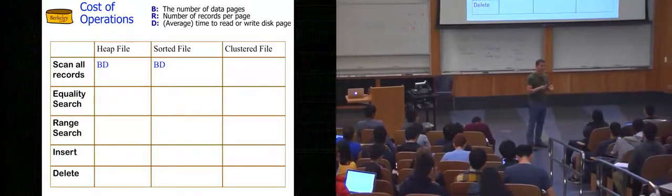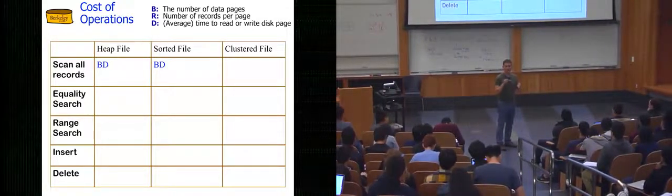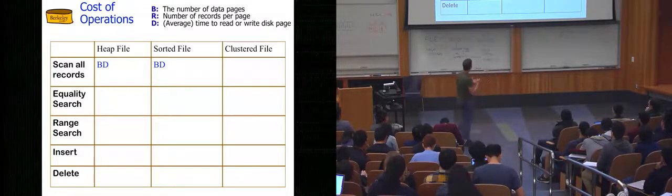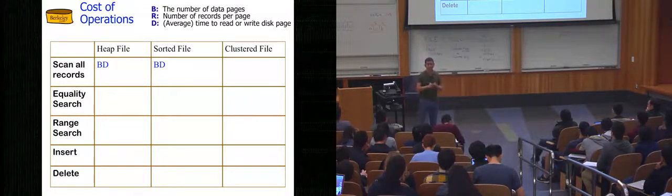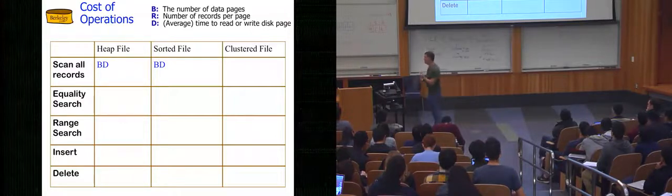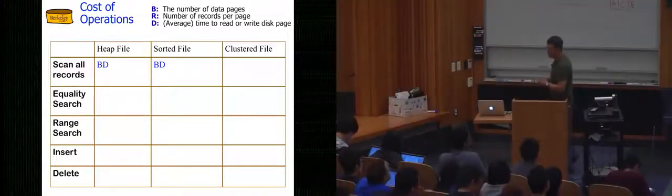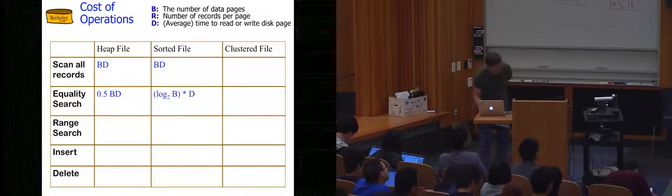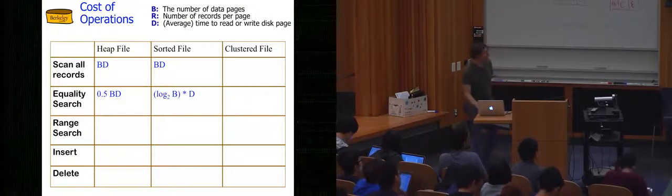On expectation, how much time is that going to take? Log base 2 of what? Of B, right? That's the number of IOs we're measuring. Log base 2 of B times D, which is the cost of a block access. All right, very good. All right, we're in business.